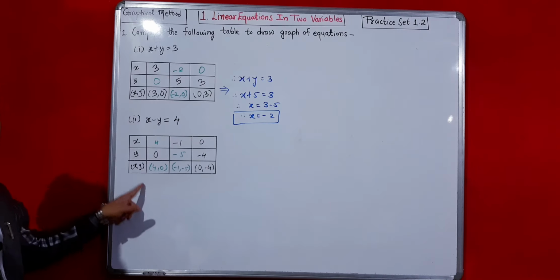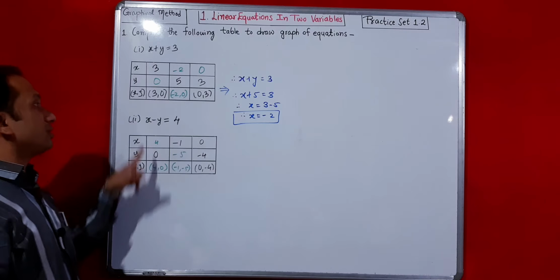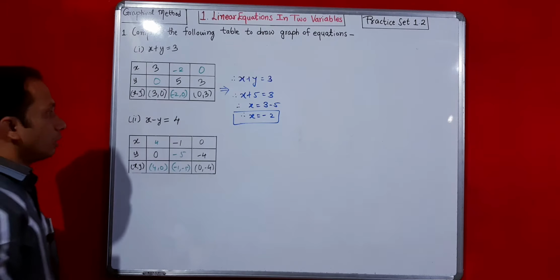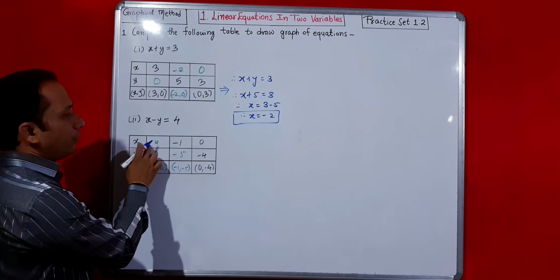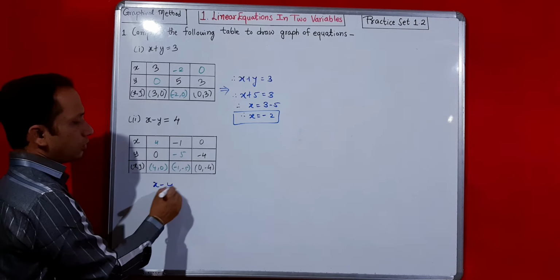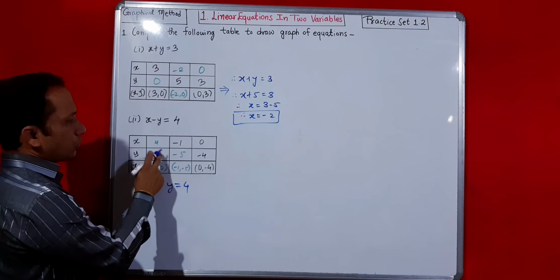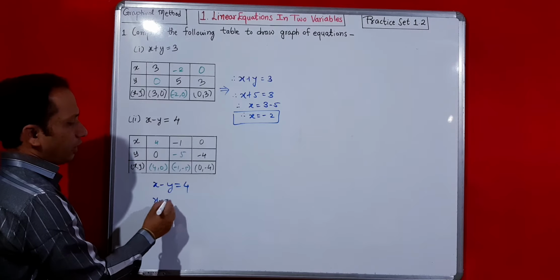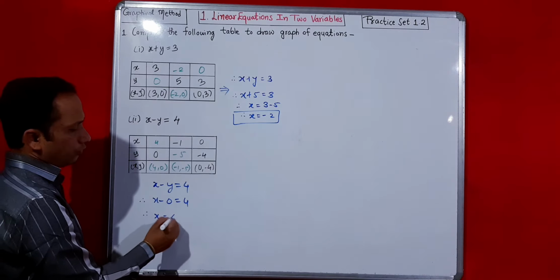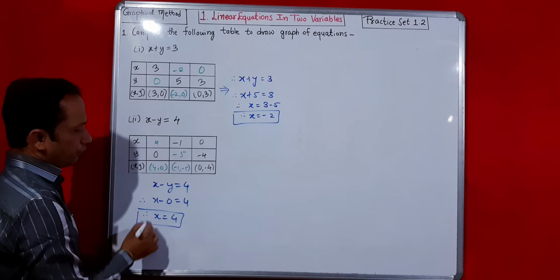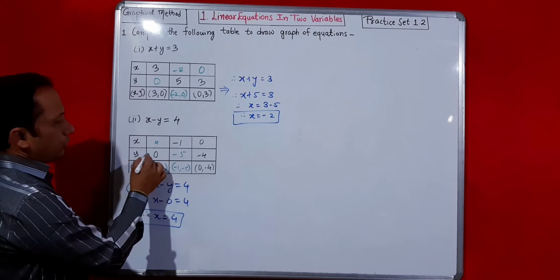Now come to the second equation, in which x minus y is equal to 4 is given. Now see that, 0 and minus 4 are given. We have to find the first and second value. So x minus y is equal to 4. Here 0 is given at the place of y, so x minus 0 is equal to 4. Therefore x is equal to 4. So this is the first condition, 4 and 0.